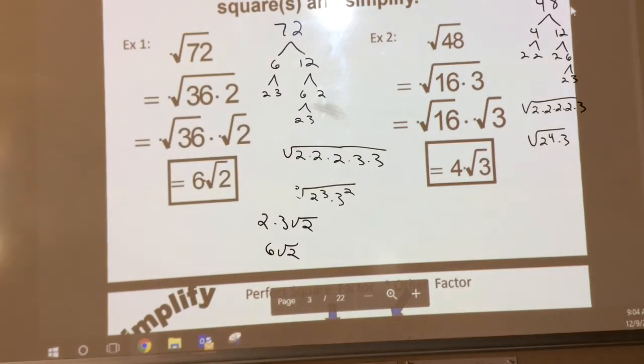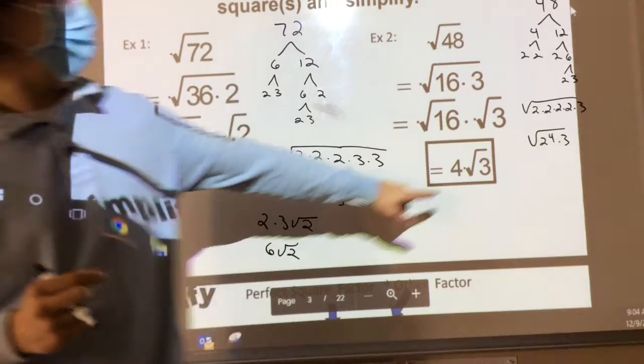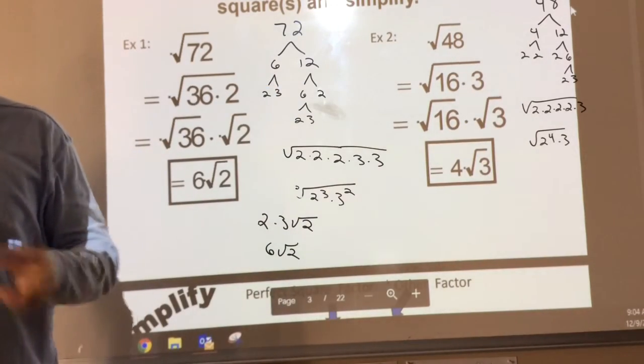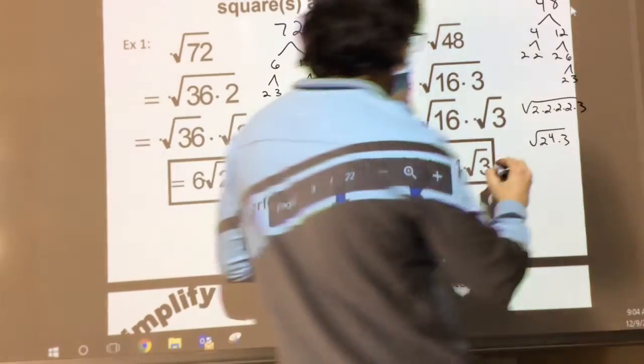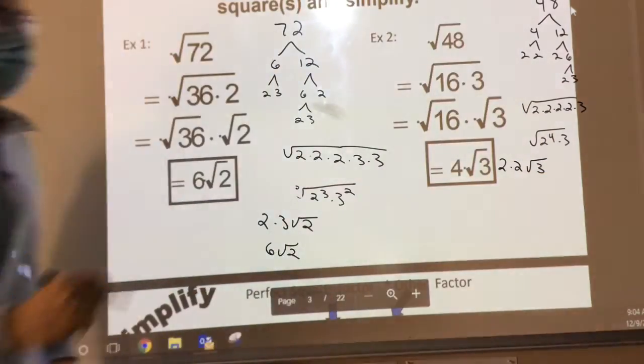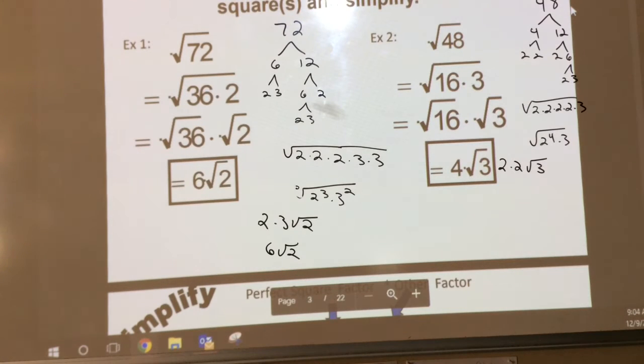Are we okay with that? All right. If I have four 2's, how many 2's can I technically pull out? Two of them, right? So I'm going to have 2 times 2 radical 3. Can somebody tell me why that 3 is staying inside the radical sign, Charger? There's only one of them, right? So I can't do anything with it.